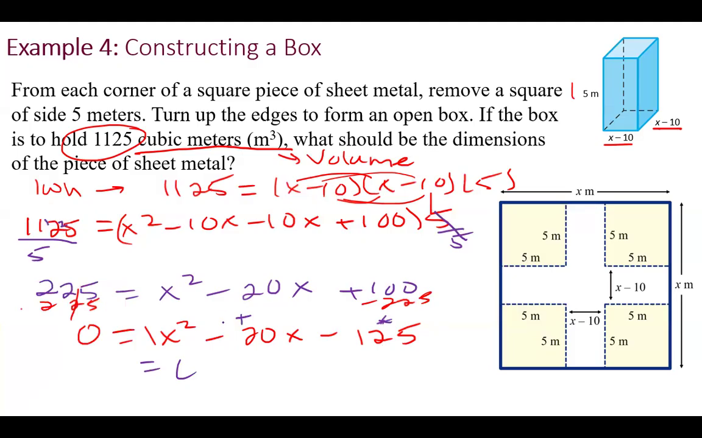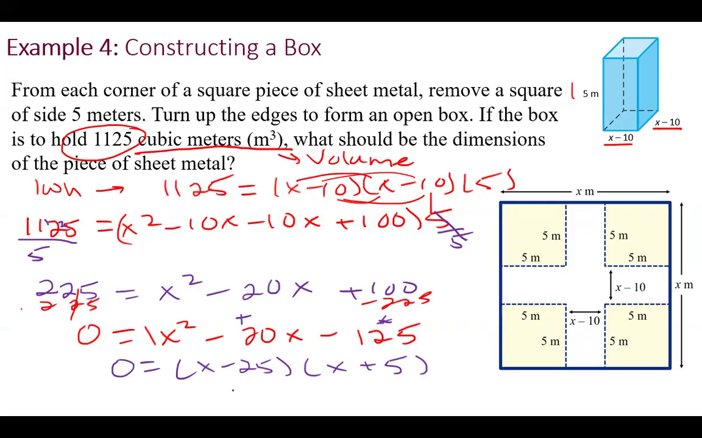Anybody? Anybody knows what they are? What multiplies to give me negative 125, but adds to give me negative 20? Negative 5 and switch it. Negative 25 and a positive 5. So negative 25 times 5 is negative 125. Negative 25 plus 5 is negative 20. And that's what this factors out to.